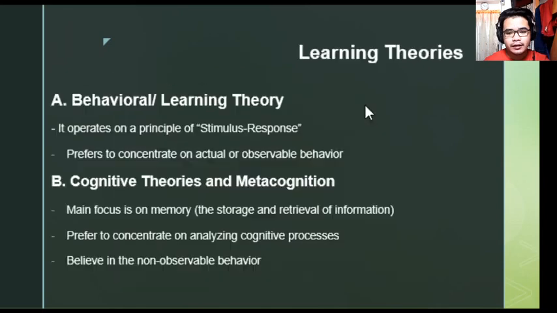Now, let's now proceed to the different learning theories. Sabi ko nga, there are many definitions of how learning happens. Generally, there are two schools of thoughts on how learning happens, on the definition of learning, that is behaviorism and cognitivism. So behavioral learning theory and cognitive theories and metacognition. Okay, so what is the difference between behavioral and cognitive theories?